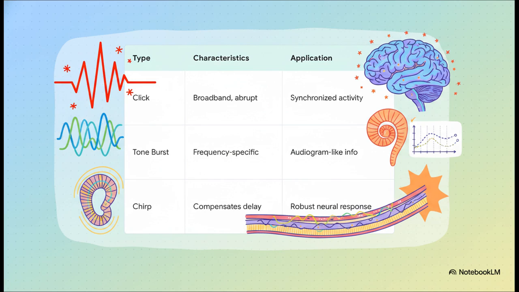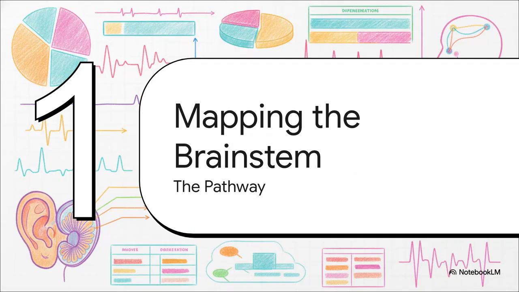Its gradual rise-fall time engages a much more restricted cochlear region. And then we have the chirp. The chirp is actually engineered specifically to compensate for the natural traveling wave delay of the basilar membrane. Because lower frequencies naturally take longer to reach the apex of the cochlea, a chirp delivers those lower frequencies first. This means all the frequencies reach the respective cochlear regions at the exact same time. The result? A highly synchronous and incredibly robust neural response. It's pretty amazing. Which brings us to Section 3, mapping the auditory brainstem, the pathway.